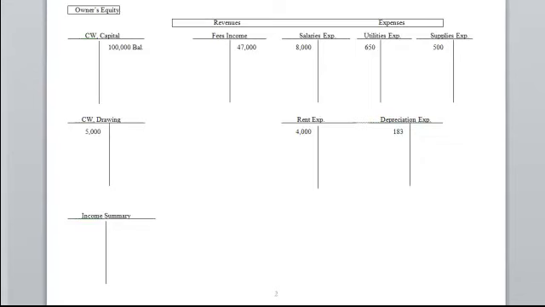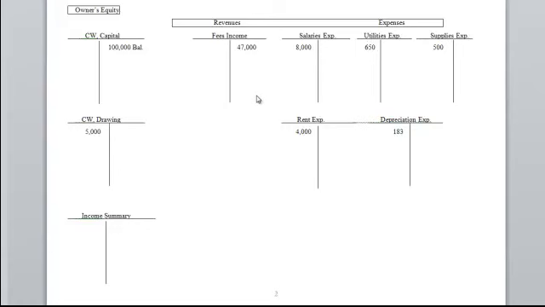So what I've got here is a sheet full of T accounts, and you'll see I've got the owner's equity section here, the revenue section here, and then the expense section. Basically, at the end of the year, you prepare some closing entries to close out all your temporary accounts. Your temporary accounts include the drawing account, the revenue accounts, and the expense accounts.